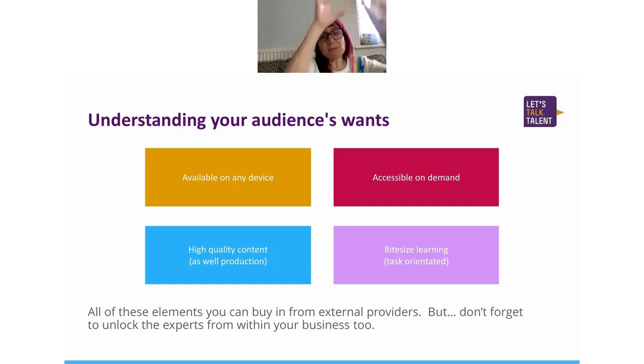So we've talked about needs, and now we want to focus on wants. And your audience wants a lot of things. It's not just about buying it from external providers. You've got experts, knowledge, and brilliance sitting within your organization. How are you unlocking that ultimately?